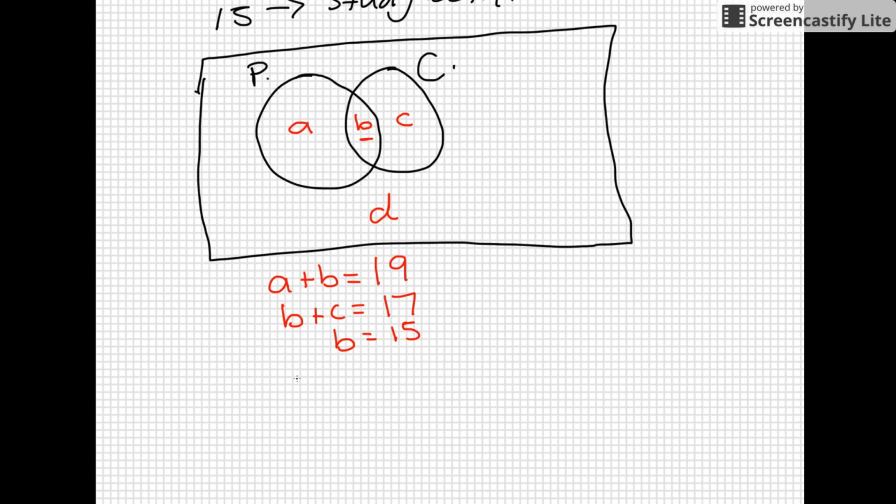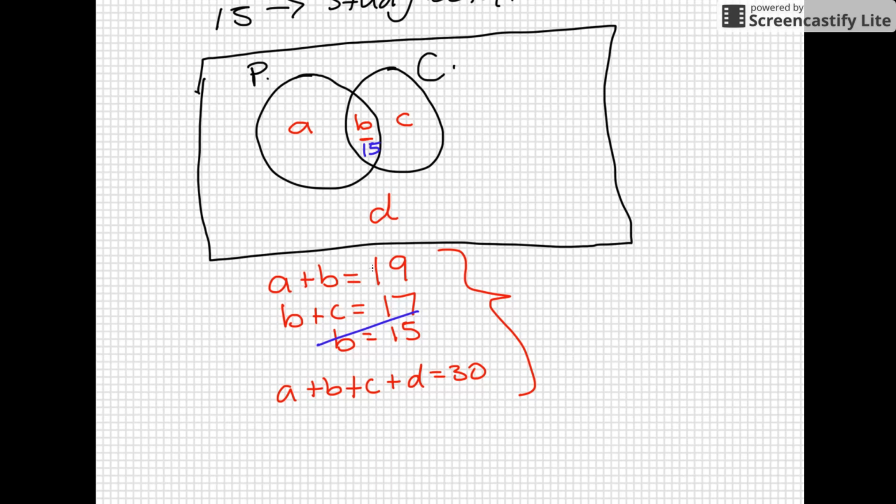One last bit of information. We know that there are 30 people in the class. So all of these must add up to the number of people in the class. So we have A plus B plus C plus D equals 30. Now, from all this information, we can start doing some really basic algebra to work this out. So B equals 15. Easy enough. Let's put that in there. So we've worked that one out.